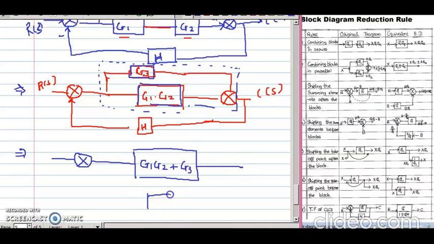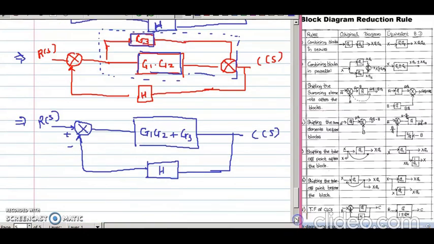And there is a feedback path, the H path from the output, and here it is negative, right? This is positive. This is the R of S and this is C of S. Okay. See what we are doing here. We are just applying the parallel rule and replacing all these 2 blocks, that dotted section here, with a single block. Okay. So next, see what we do.